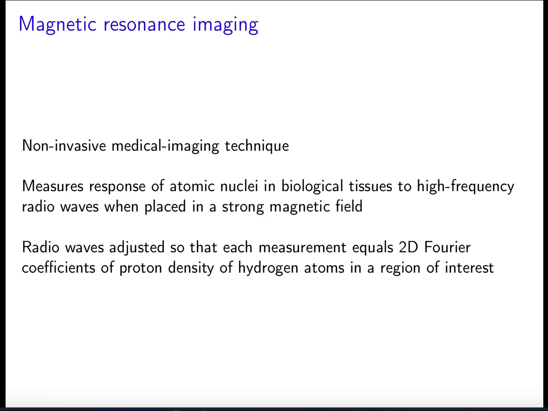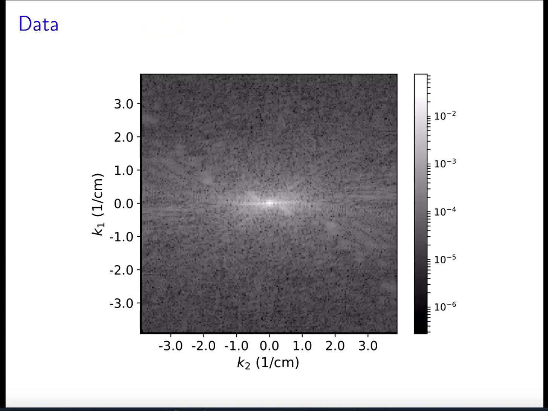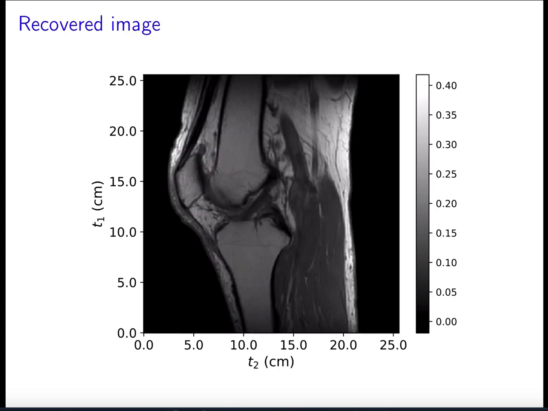The radio waves that you send into the body in order to be able to measure these magnetic responses are adjusted so that each measurement equals the 2D Fourier coefficients of the proton density of hydrogen atoms in a region of interest. For example, you might be interested in looking at a slice of your knee. So by looking at the density of protons in hydrogen atoms in water, you get a picture like this, which essentially tells you the structure of the tissue, which is super useful for many medical applications.